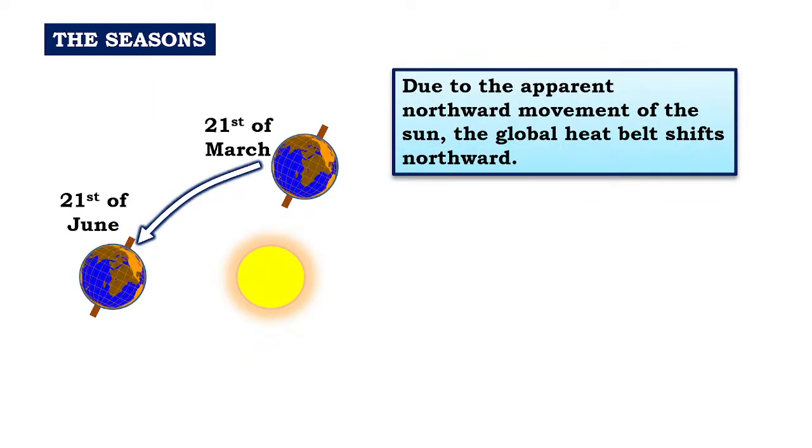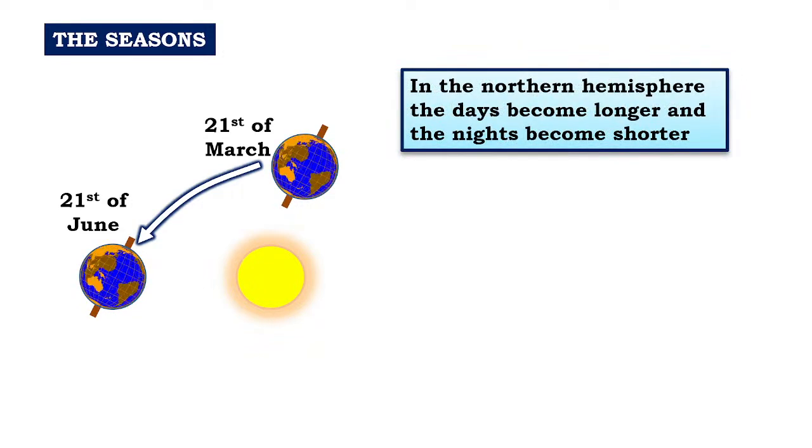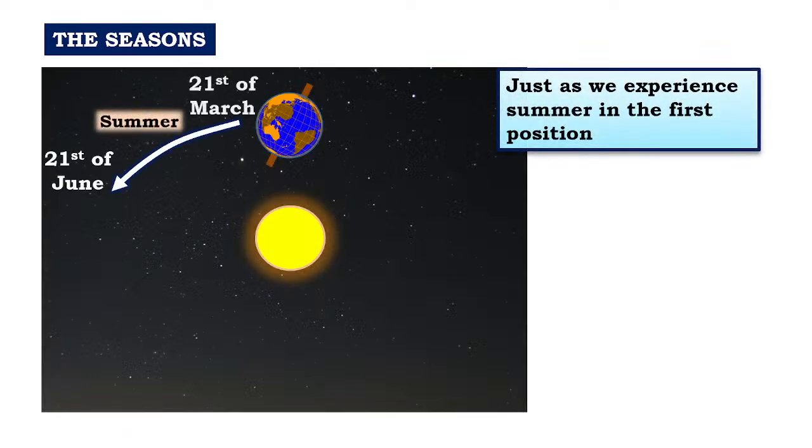Okay. So with the apparent movement of the sun, we have the days in the northern hemisphere become longer and the nights become shorter. Look at this. So 21st March to 21st June, which season do you have? Summer season. And remember, this is about the northern hemisphere. Where are we right now? Now we are in which hemisphere? Northern hemisphere. So we are studying the northern hemisphere.